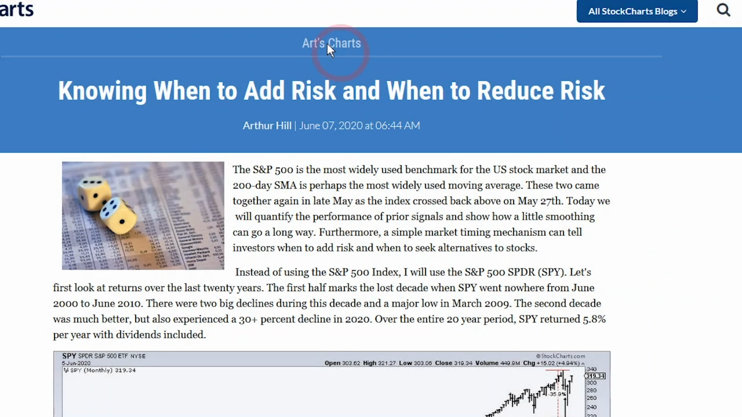So over the weekend on StockCharts, I put out an article entitled Knowing When to Add Risk and When to Reduce Risk. And I was basing this on a simple moving average crossover. What I want to do today is show you the charts that I used and then show you the backtest, and how a little smoothing can go a long way, and how using a broad market timing mechanism can also help you identify periods when the broader market trend is up, maybe when you want to add risk, and when the broader market trend is down, perhaps when you want to reduce risk.